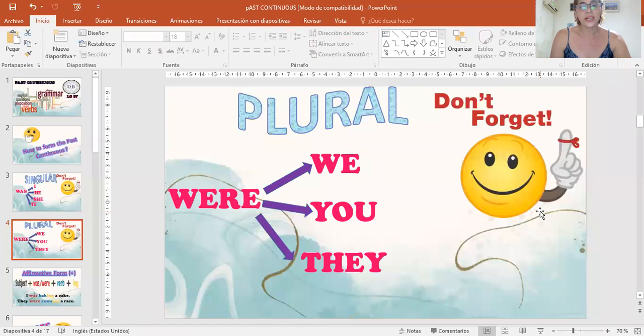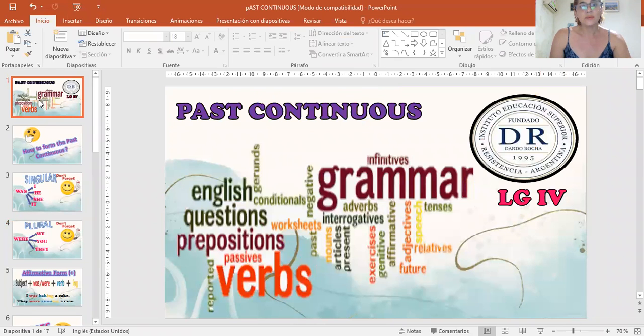First of all, it's important for us to know why we use the past continuous. It is formed with the past tense of the verb to be, plus a main verb with the suffix ing attached to this verb.